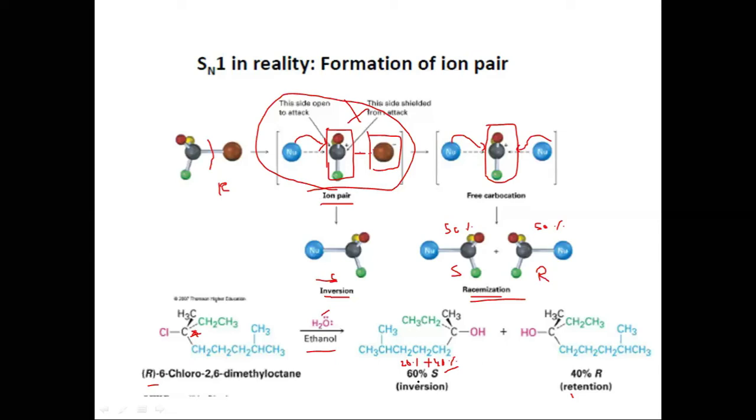The 20% of inversion is preferred during the ion pair stage itself, because in such cases the C-Cl bond is dissociating and the leaving group is in the ion pair stage, and the nucleophile OH minus prefers to attack from the backside, which leads to S, that is the inversion product. And once the dissociation of this carbon and Cl happens, you get the free carbocation, and then the rest is 40% S and 40% R. Is it clear? Any doubts with respect to this?